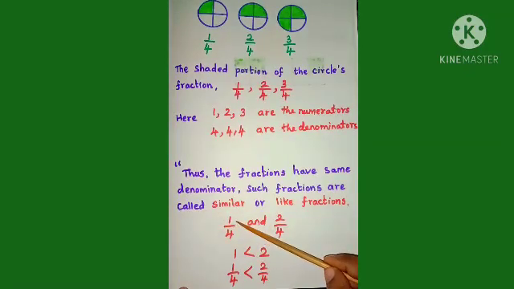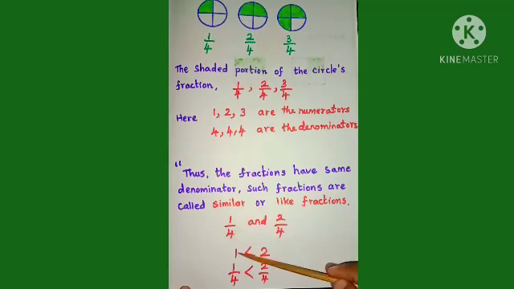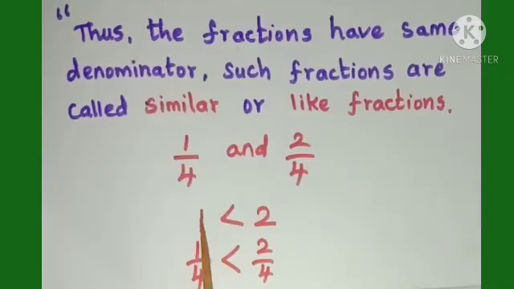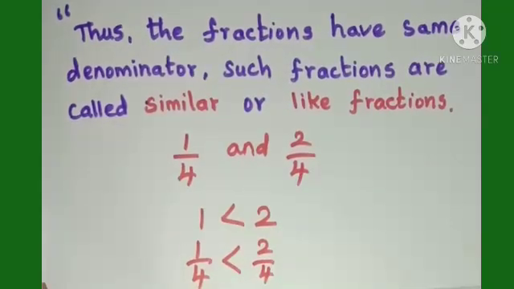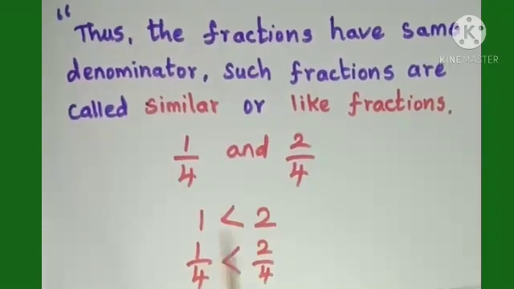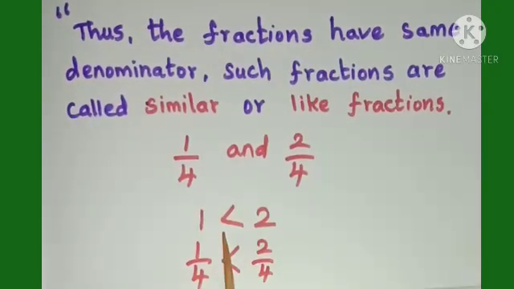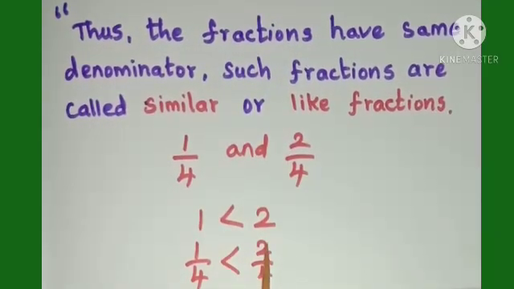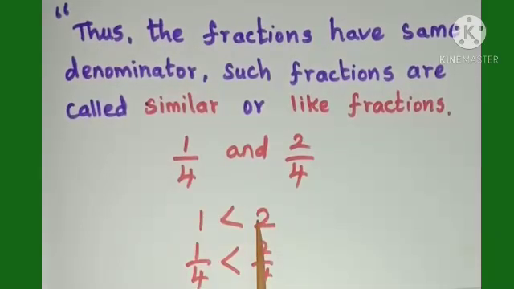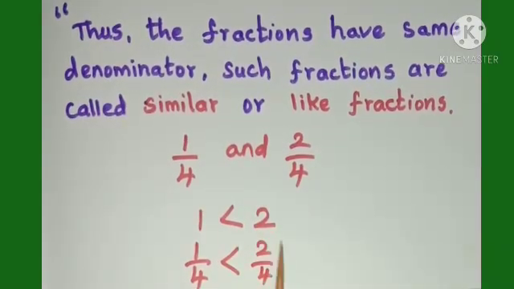Here, in the first fraction, what is the numerator? 1. And in the second fraction, 2 by 4, what is the numerator? It is 2. We compare the numerators, isn't it? 1 is less than 2. And here, in like fractions, we have to compare the numerators. And the fraction having greater numerator will be the greater fraction. So, 1 by 4 is less than 2 by 4.